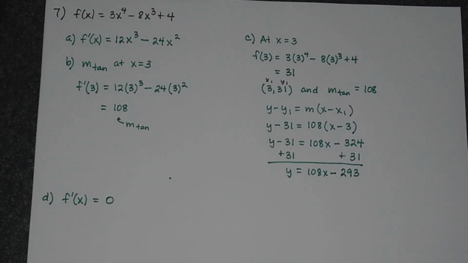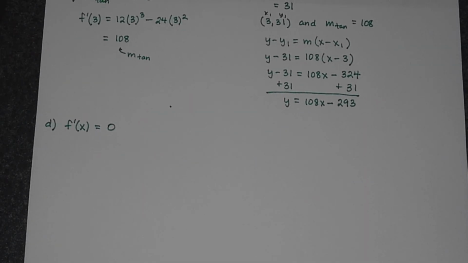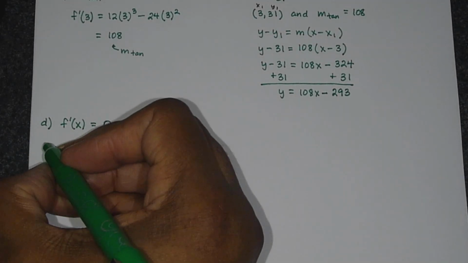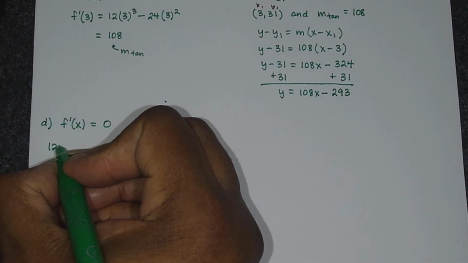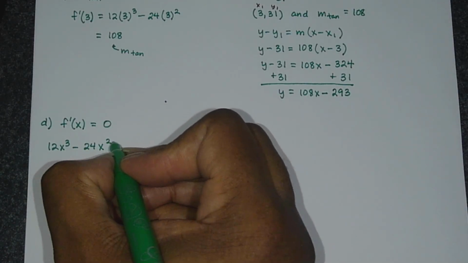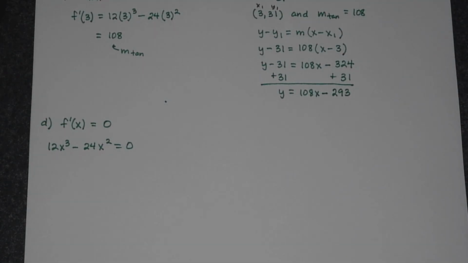That means that your derivative, f prime of x, has to be equal to 0 for it to be horizontal. That means the slope has to be 0. And f prime of x came out to be 12x cubed minus 24x squared. And that's equal to 0. Now, let's see here if we can factor out something out of 12x cubed and 24x squared. What can be factored out in both of those terms?